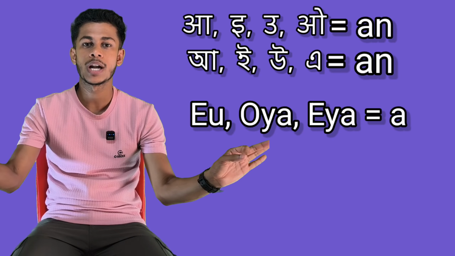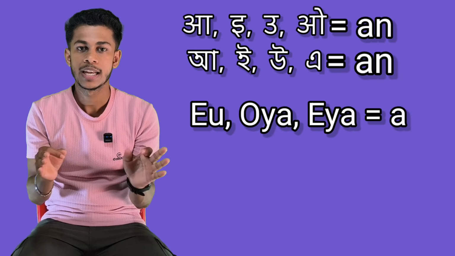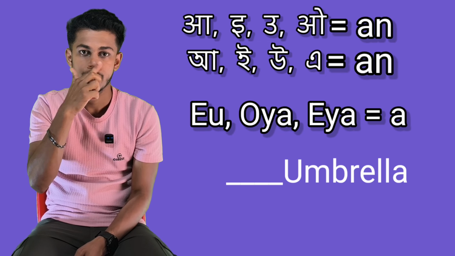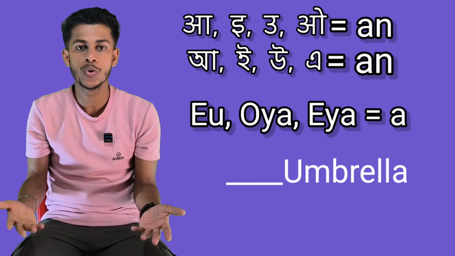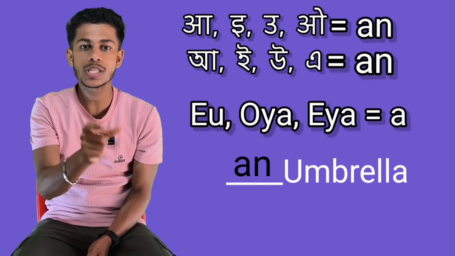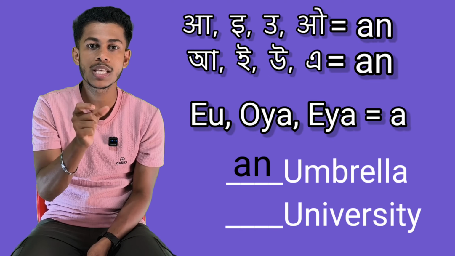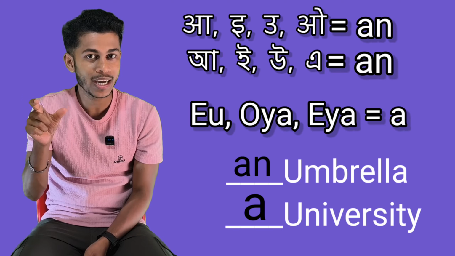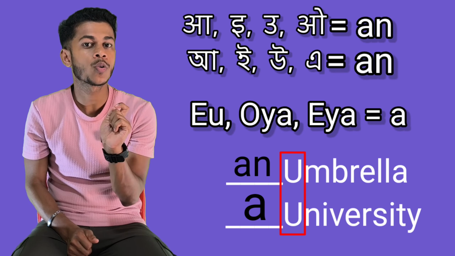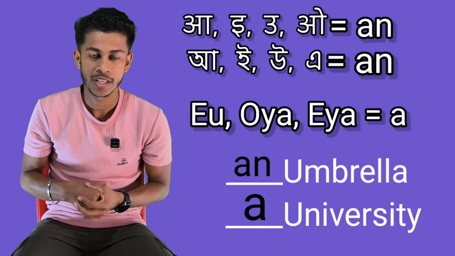Now I will give you example. Take any word from the world, anywhere, any word. Like our first example is umbrella. Before umbrella, what do we use? We use N. Now why N? Before umbrella we use N, before university we use A. But both words are starting with U. But why an umbrella or why a university?